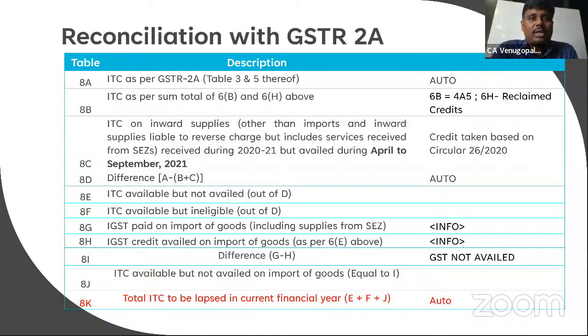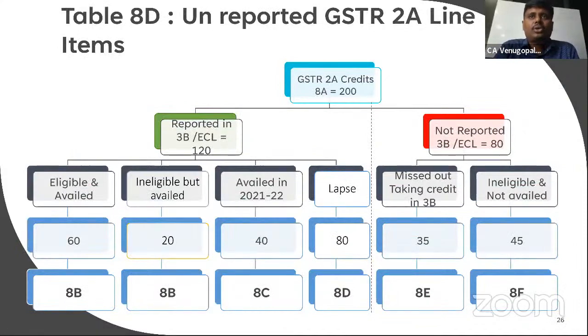But the government's context, while looking at 2A versus 3B, is that there are line items in GSTR 2A, and as a taxpayer, have you availed them or not? If you have not availed it, why have you not availed it? Let me give you a pictorial example. Let's say your total credits are 200 rupees, and I have segregated them into two categories. 120 is eligible and reported. 80 is not eligible, not reported.